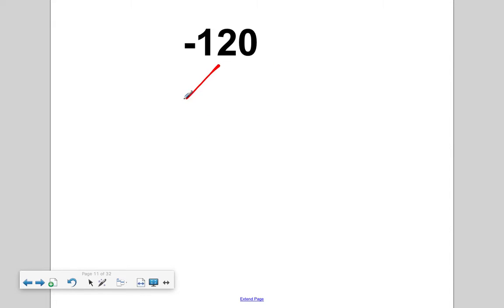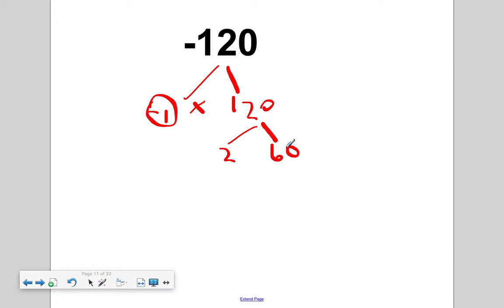Negative 120. Well, this can be broken as negative 1 times 120. Prime, because it's negative 1 times 1. Negative 1, that's 2 factors, so it's prime. How can I break 120? 2 times 60. I could have done 30 times 4, and anyway.